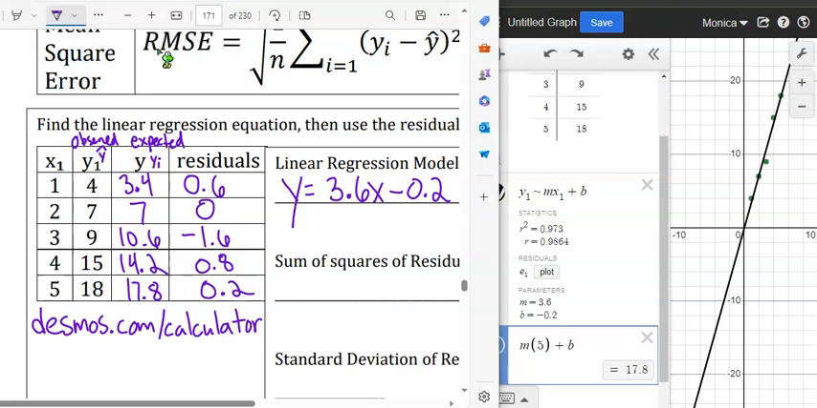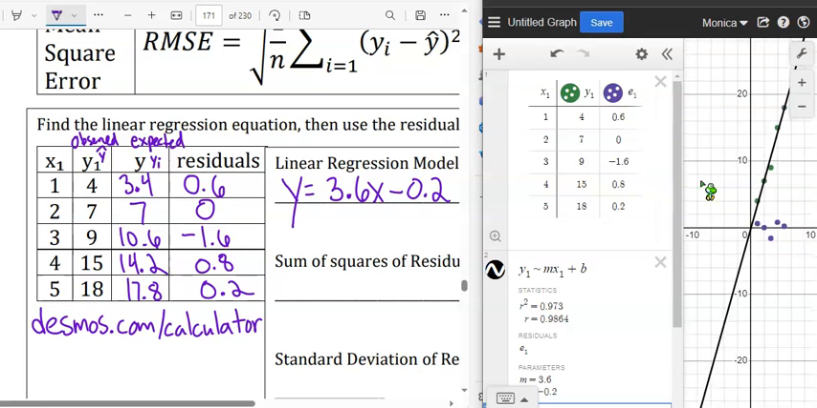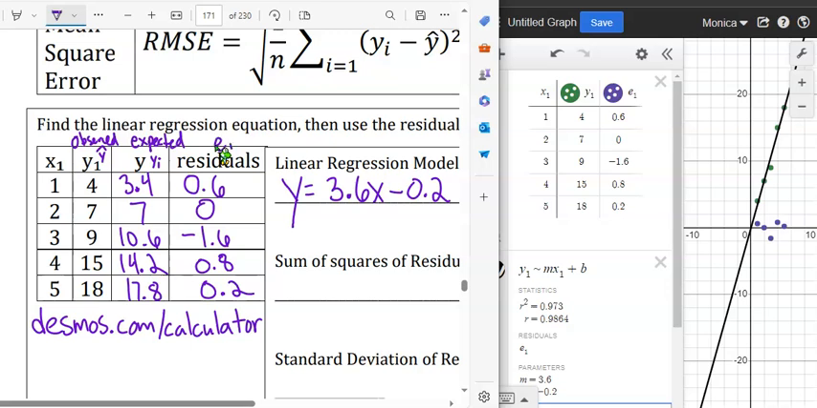On Desmos, if you click on plot for residuals, you'll get those values. In Desmos, they call them E1. They're the errors between the actual data and the model's predicted data.